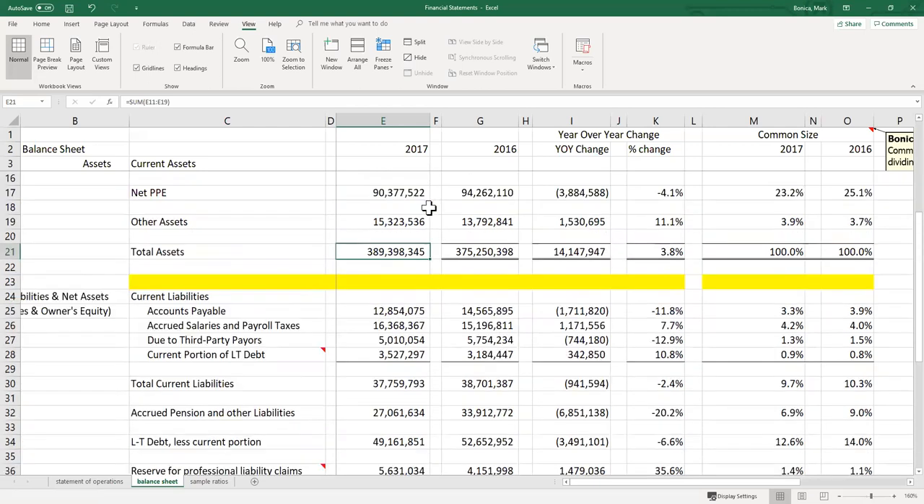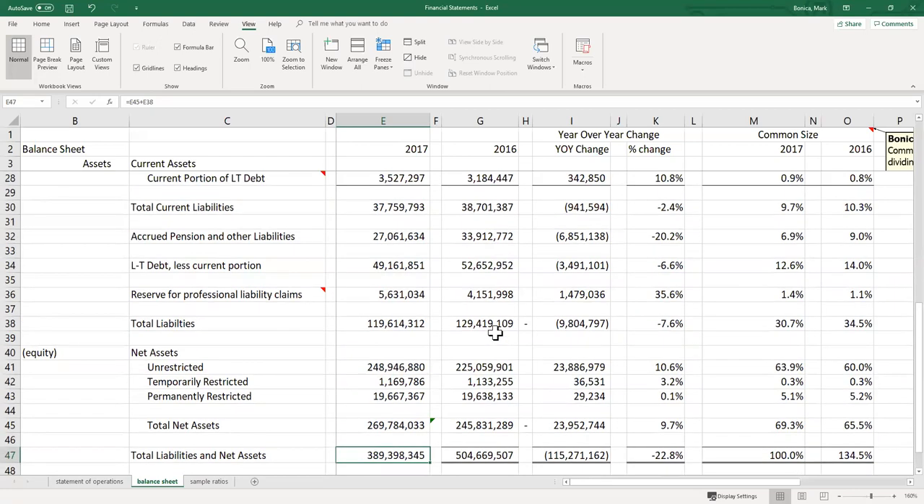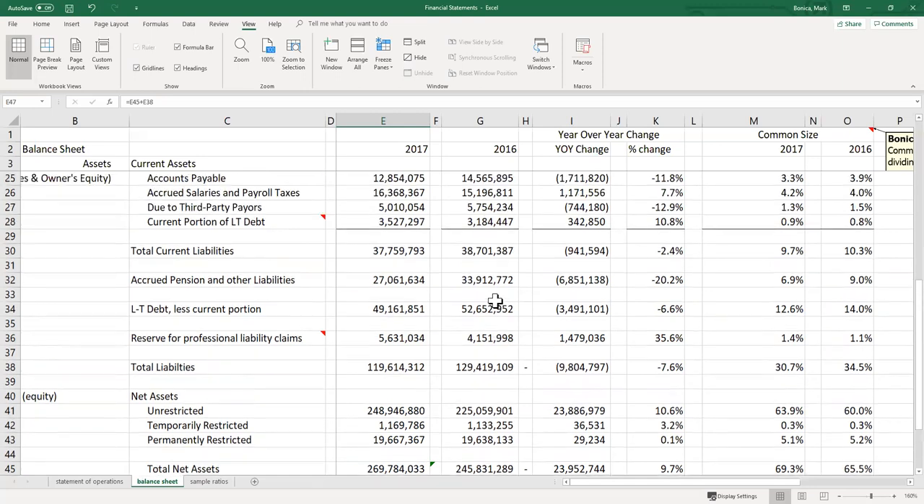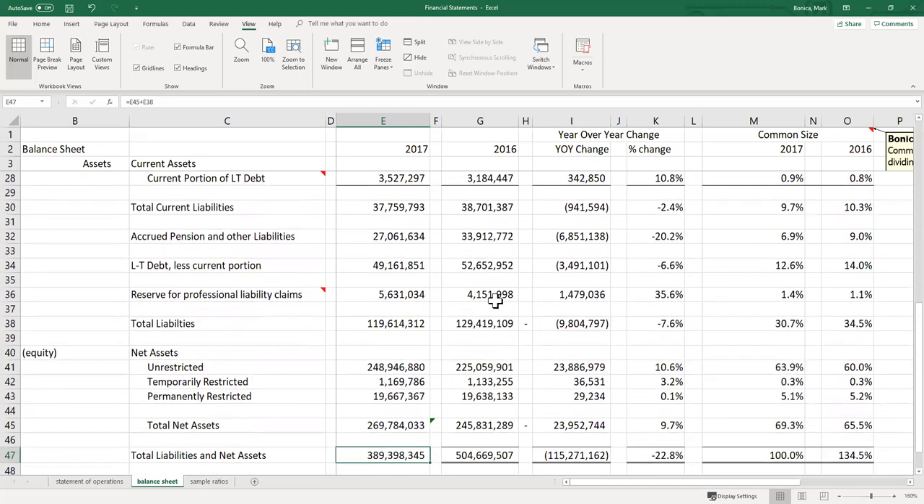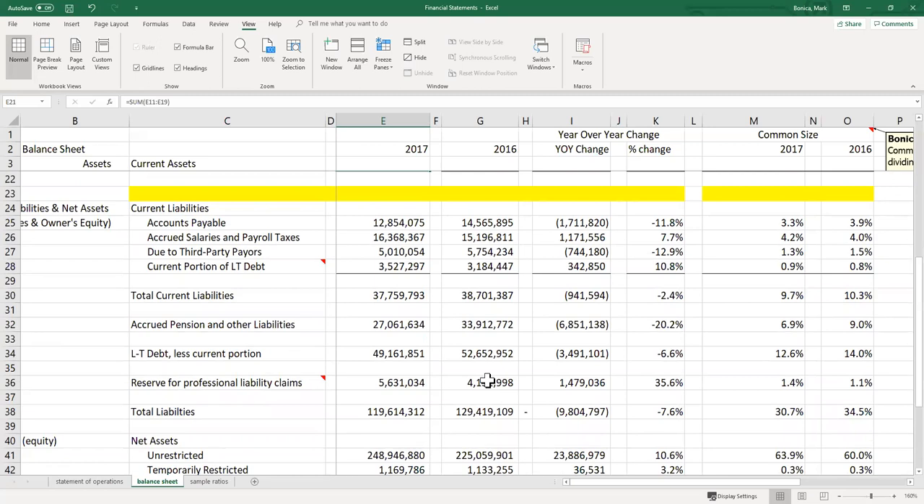So here, I want to make a point. Total assets here, right? Total assets are $389 million. And if we scroll down to the bottom here, what do we find? Total liabilities and net assets, or total liabilities and owner's equity, is also $389,398,345. There's a lot of threes in there. So they're equal, right? Total liabilities and net assets is equal to total assets, and it has to be. And why does it have to be?